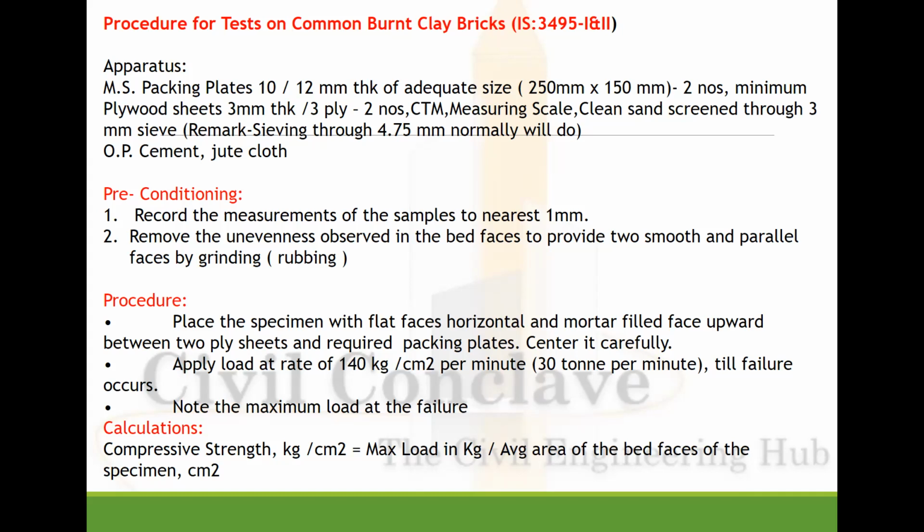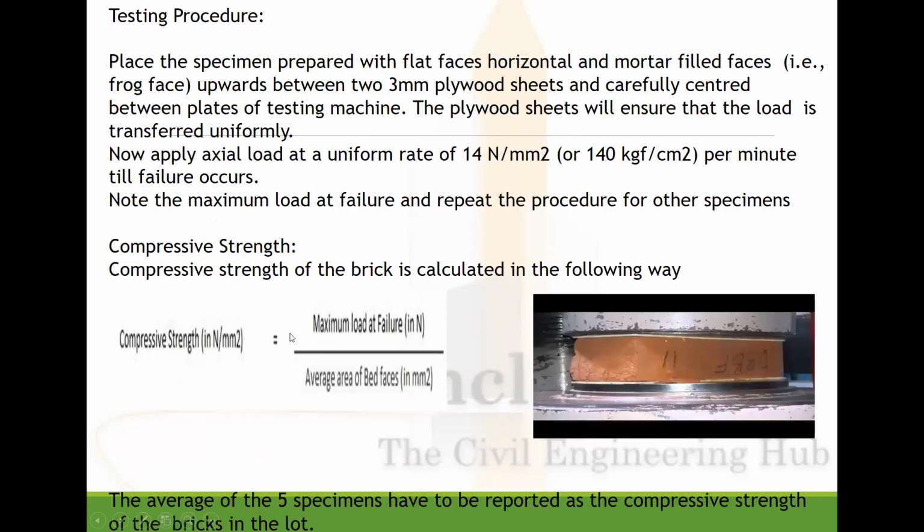centrally. Apply the load at the rate of 140 kg per centimeter square, that means 30 tons per minute, till failure. That means a crack. Note the maximum load at failure. Compressive strength in kg per square centimeter is equal to the maximum load applied on the brick divided by the surface area.